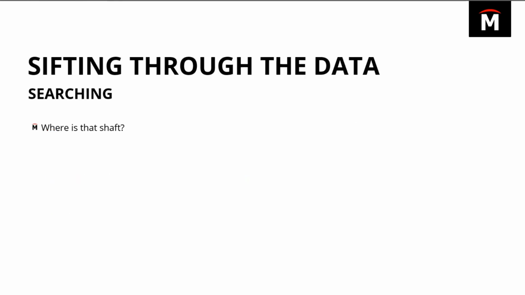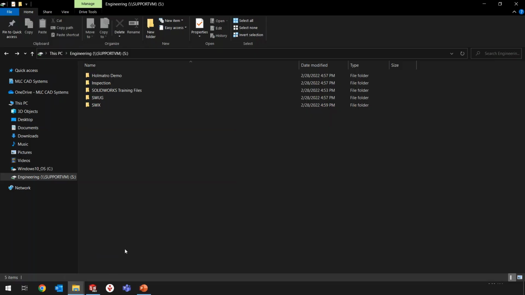We're tasked with the new design, and we really just need a shaft. This shaft component we worked on maybe a few months ago, a year ago, but we can't really remember where it was stored, what file name it has, or what folder it exists in, but we know it exists. And so we might, at this point, go to our File Explorer and find our file share. So here I have my engineering file share.